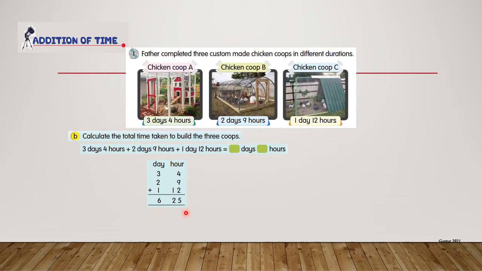Okay, but the answer here is not finished. Because what? Because 1 day is only 24 hours. This answer on our side is more than 24. 1 day equals 24 hours. So 25 hours equals 1 day and 1 hour.